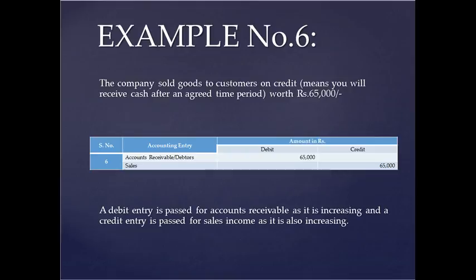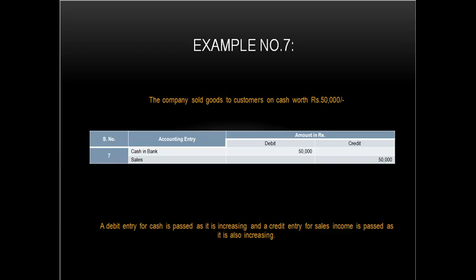A debit entry is passed for accounts receivable, the amount which you will receive in the near future, that you will receive within a year. So it's your current assets. And a credit entry is passed for sales income as it is also increasing. Income increases, it's credited. Now let's move on towards the seventh example.